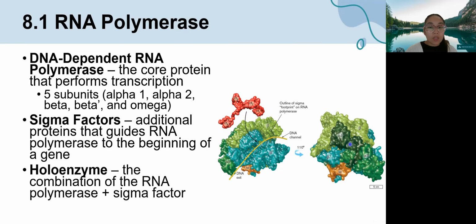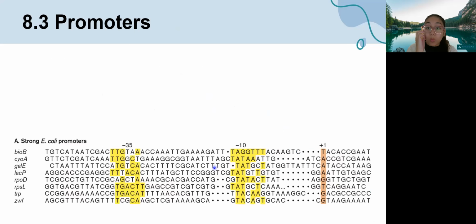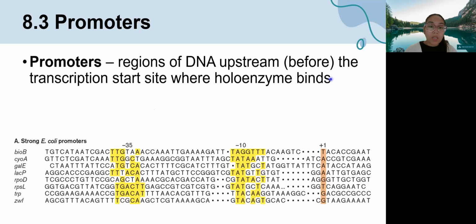And so together, the RNA polymerase plus the sigma factor is called a holoenzyme. So a holoenzyme is the combination of the polymerase itself plus the sigma factor. Okay, so how does this whole complex figure out where to begin on the DNA? It uses promoters. So promoters are regions of the DNA upstream, meaning before the gene itself, and it's where the holoenzyme binds. So basically, it's where the RNA polymerase binds to the DNA.